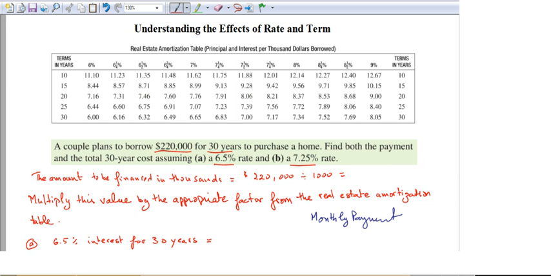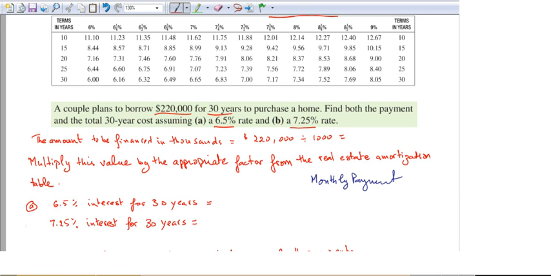So we're going to need to use this table, the real estate amortization table, principal and interest per $1,000 borrowed. So per $1,000 borrowed, and therefore the amount to be financed in thousands is 220,000 divided by 1,000, which is 220. So we're going to need this number here, 220, to use in a table to find a monthly payment. So we multiply this value by the appropriate factor from the real estate amortization table.